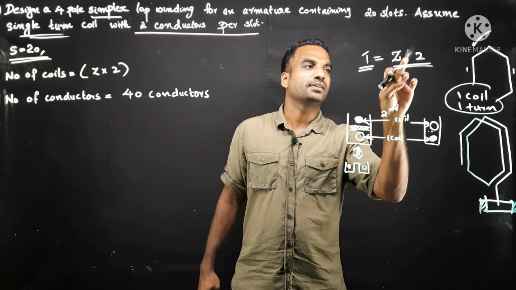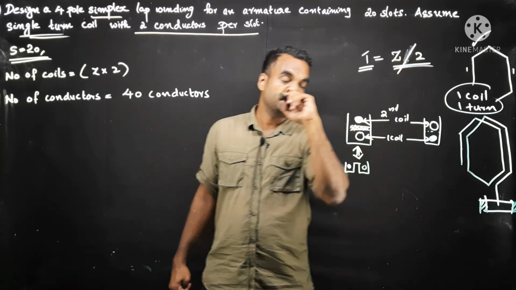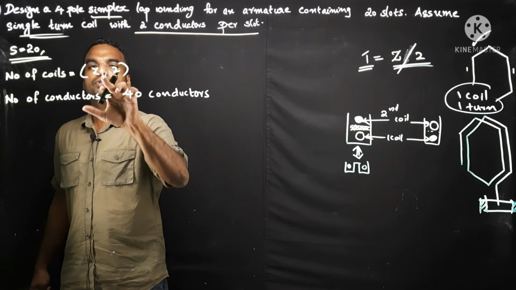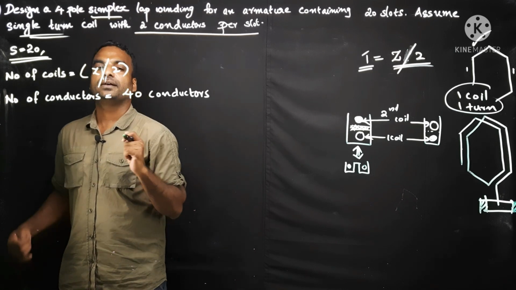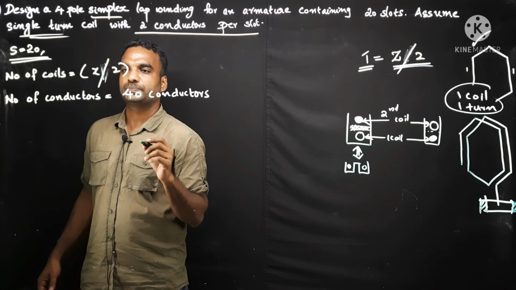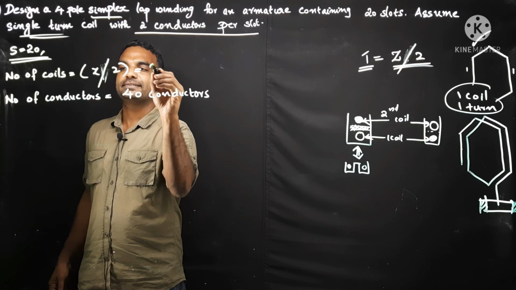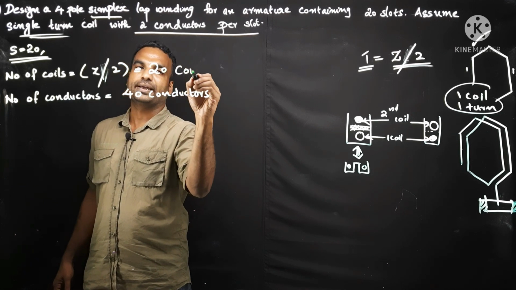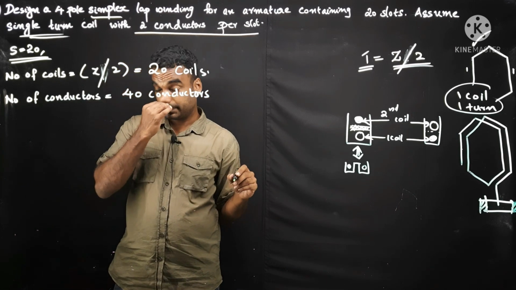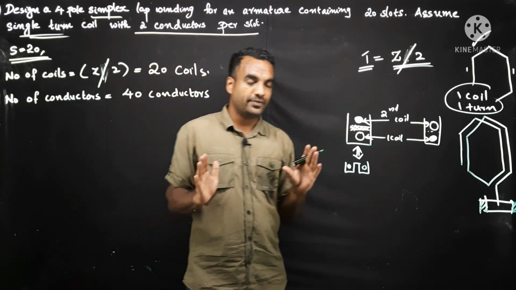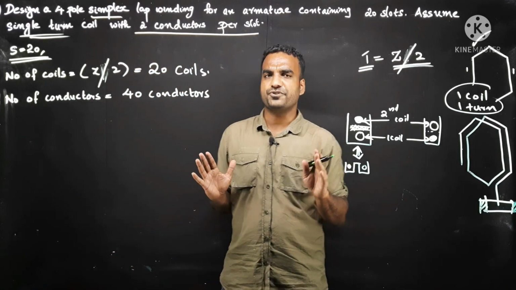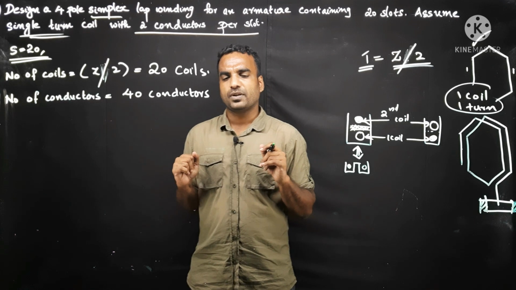Here there is a small mistake. It is set by 2. So number of conductors by 2. So that is 20 coils. Okay, up to this moment everything is okay.